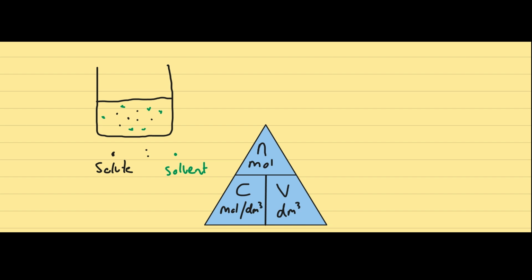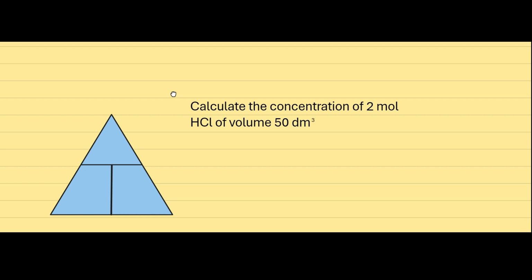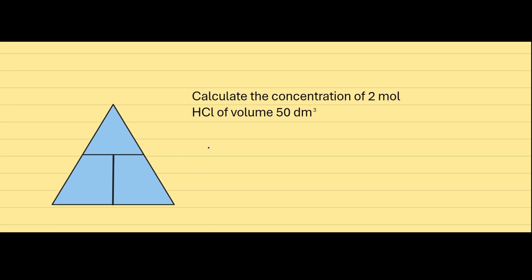Let's take a look and see how that applies to a question. So this question is asking us to calculate the concentration of 2 moles HCl of volume 50 decimeters cubed. So let's fill in my triangle or go through my formula. I have 2 moles and I have a volume of 50 decimeters cubed. All that's left for me to work out is my concentration. So for my concentration, I will do 2 moles divided by 50 decimeters cubed.